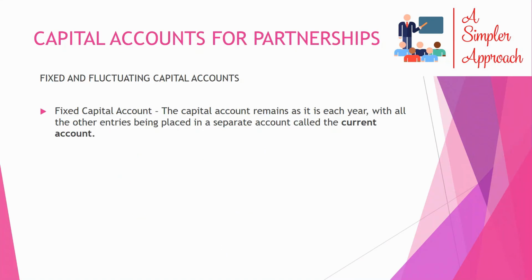There are two possible ways in which the capital accounts for partnerships can be accounted for. There is the fixed capital account method and the fluctuating capital account method. Let's start with the fixed. The fixed capital account system is one in which the capital account balance for each partner is placed in an account. That balance remains in the account and is balanced off each year. Nothing else is placed in that account.